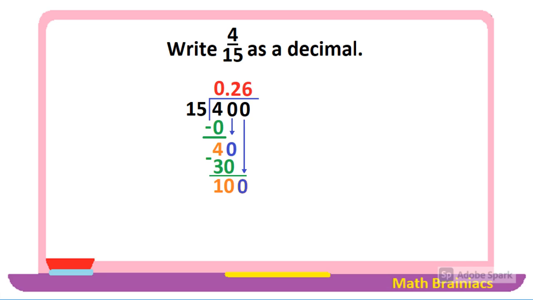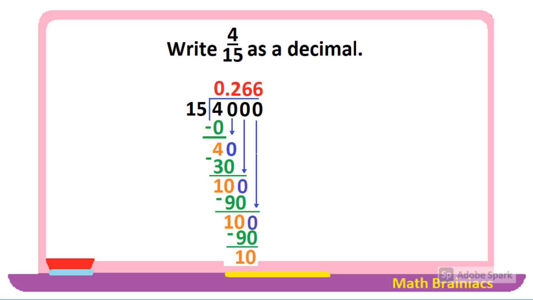So, how many 15 are there in 100? There is 6. We can multiply the quotient 6 by the divisor 15. 6 times 15 will give us 90. Subtracting 90 from 100, it will give us 10. Adding 0 will give us the thousands place. And we can bring down the 0 on the 10 so that it will become 100.